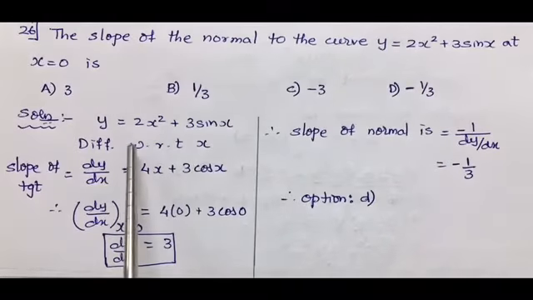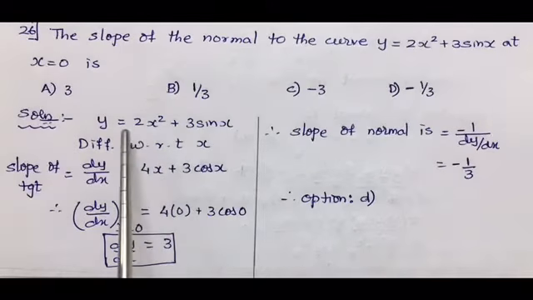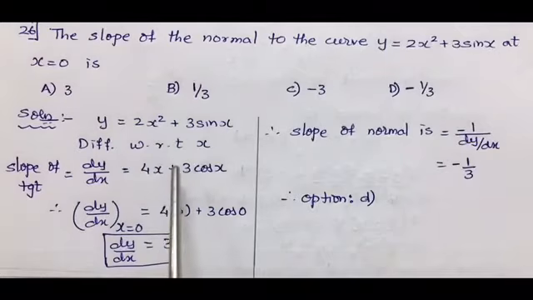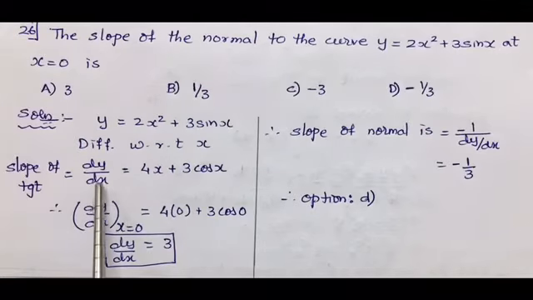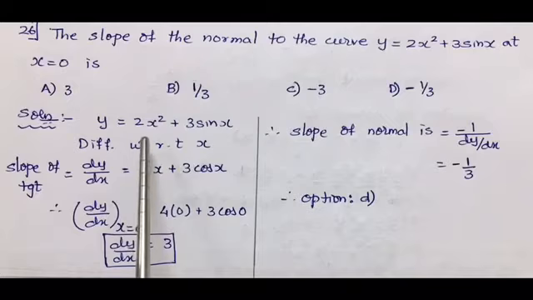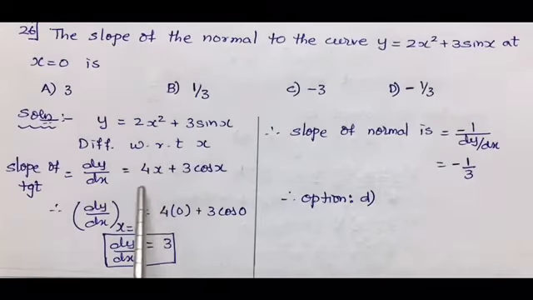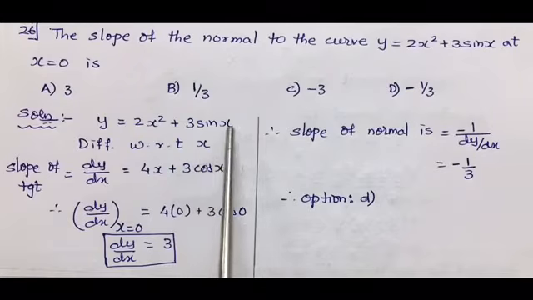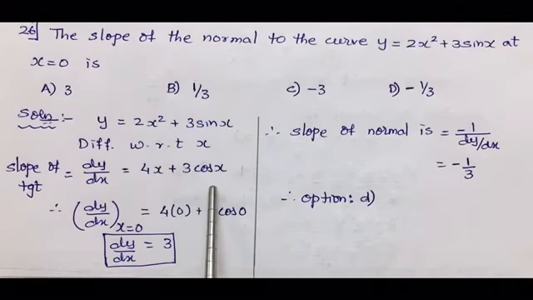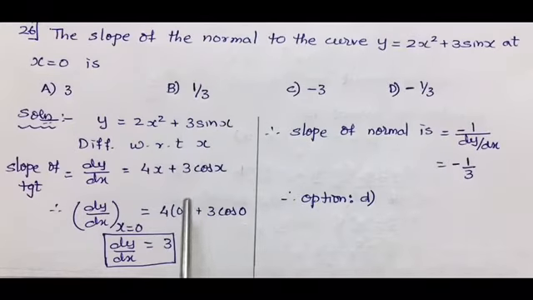So first of all, when we differentiate y with respect to x, we always get the slope of the tangent. So calculating the slope of the tangent first, dy by dx is the differentiation of 2x square, which is 4x, plus 3 times the derivative of sin x, which is cos x. So dy by dx we get as 4x plus 3 cos x.